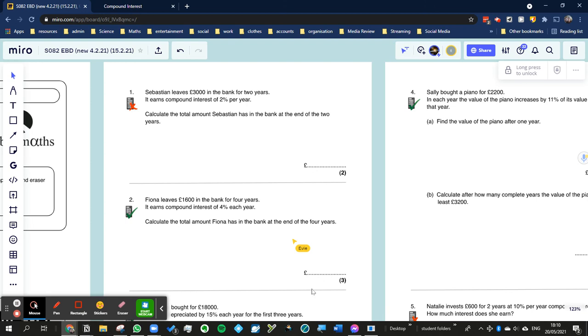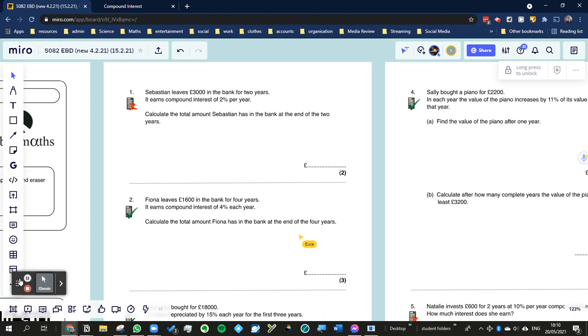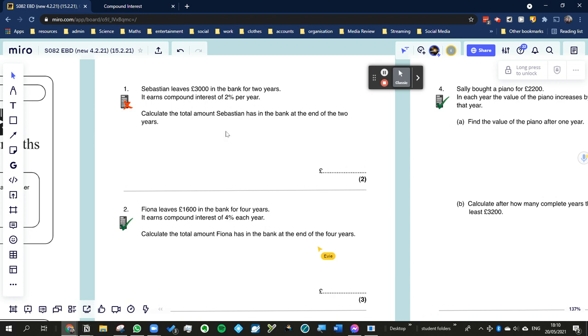Right. So let's configure this. We're going to do compound interest. We're going to try to understand what compound interest means, and then we'll try to understand some of the formulae that you need to use to calculate compound interest.